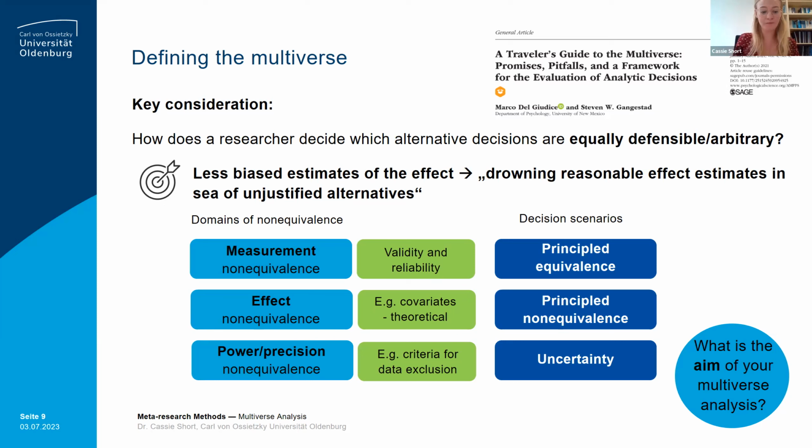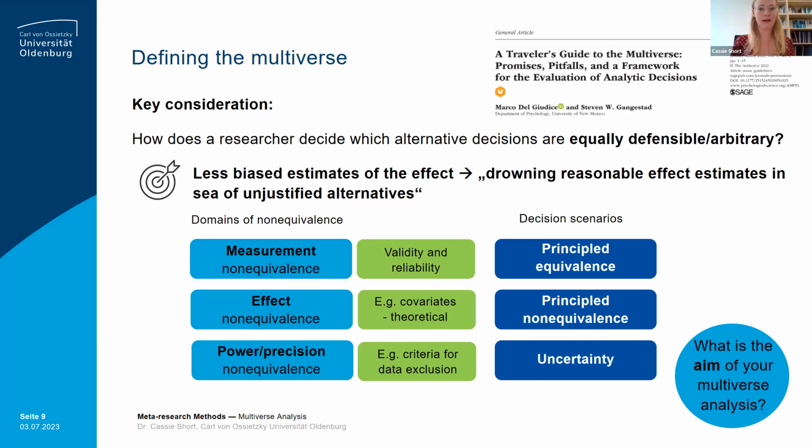And if you decide to include all these various different measurements for one concept, then they each come with their own validity and reliability, and they say therefore the resulting multiverse from this is non-equivalent across these. And that's one example. And then they say there's also an effect non-equivalence.